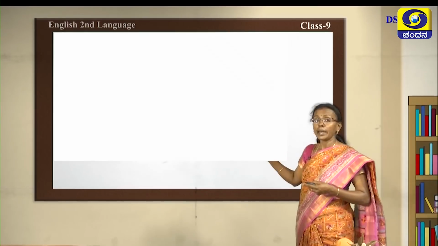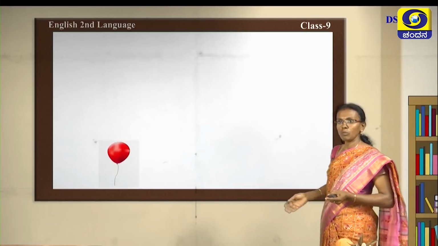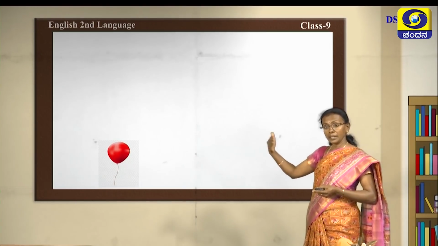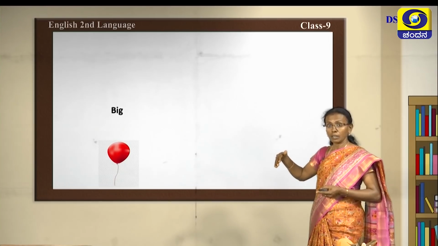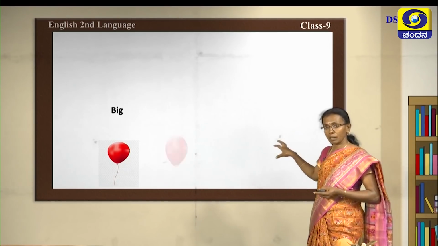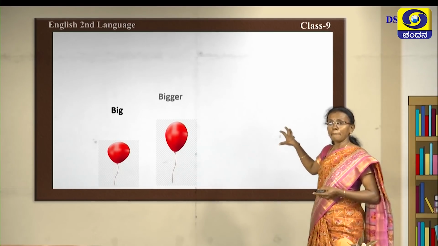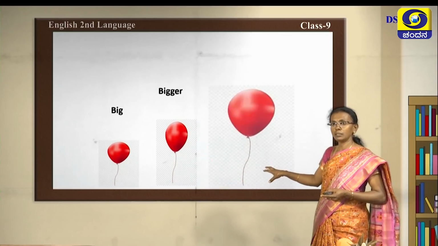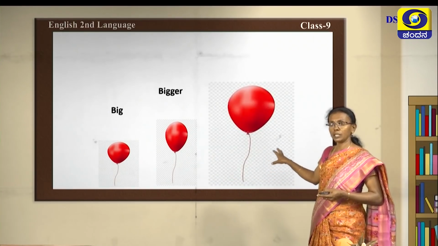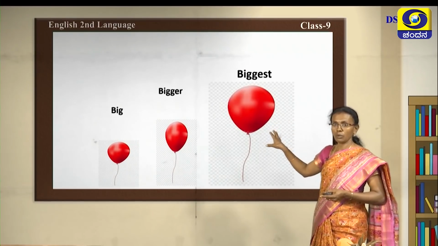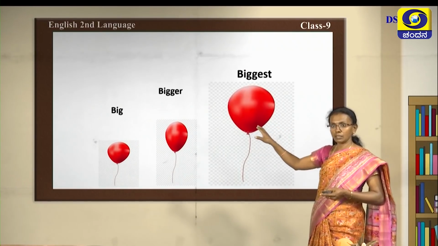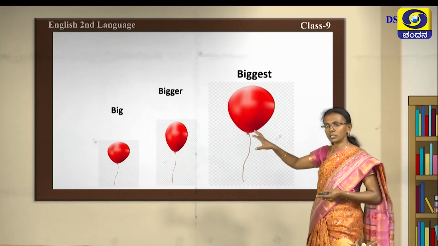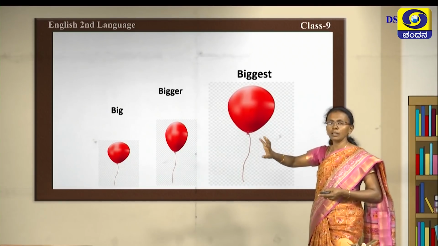Children, you have understood adjectives. What is an adjective? We'll move on to the next one. See, we can take that to a higher level. See this one. This balloon is big. Okay, and this one is bigger compared to the first one. The second one is bigger, and the third one is comparatively what? The biggest. So big, bigger, biggest. So these are three different states in which you can compare an adjective.